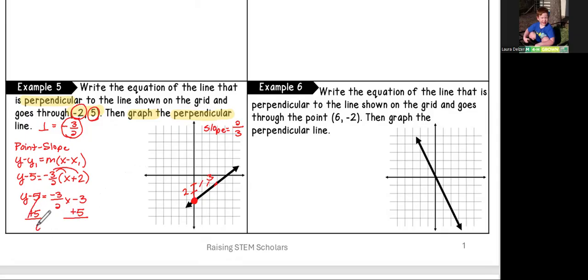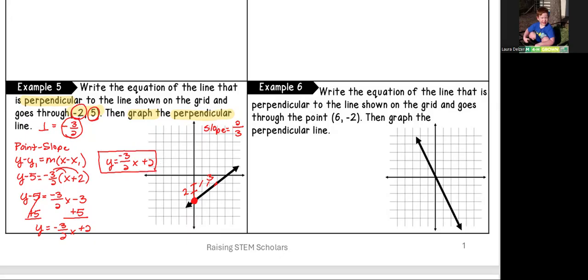Okay. So that's going to give me y equals -3 halves x. -3 plus 5 gives me +2. So we could write this over again, maybe here where we've got a little bit more room. -3 halves x +2. That is my equation.